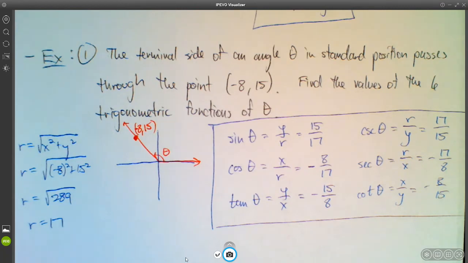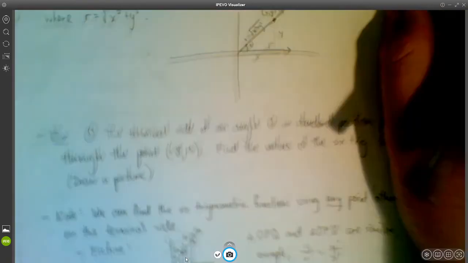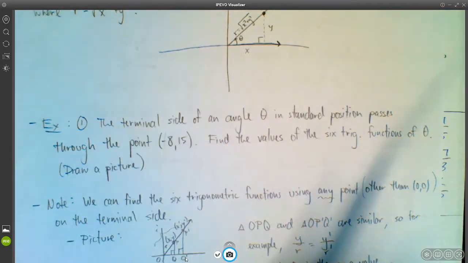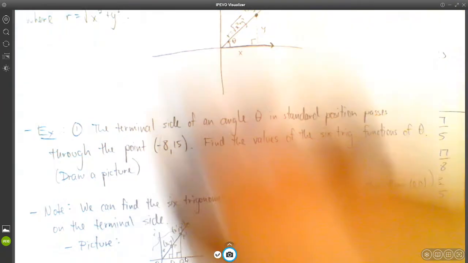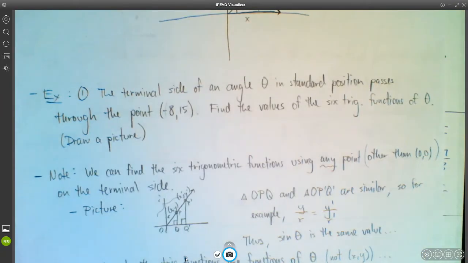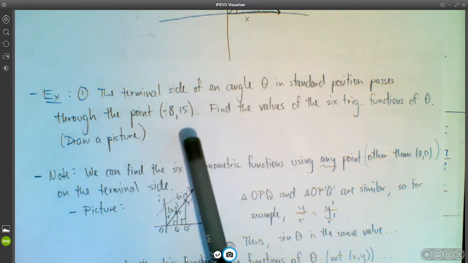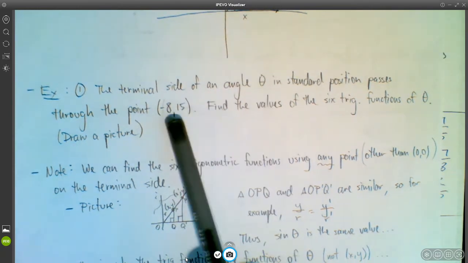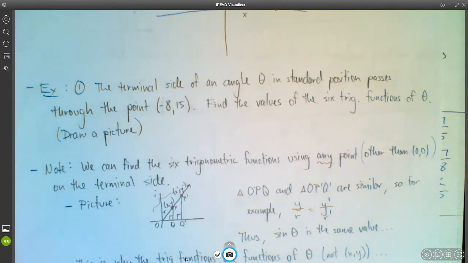Okay. You may wonder, how do we find... So we know how to find the 6 trig function values for an angle theta when we know a point on the terminal side of theta. But what if you don't know a point on the terminal side of theta? What if you're just given an angle? What if you're just given an angle measure, like what is sine of 63 degrees, right?